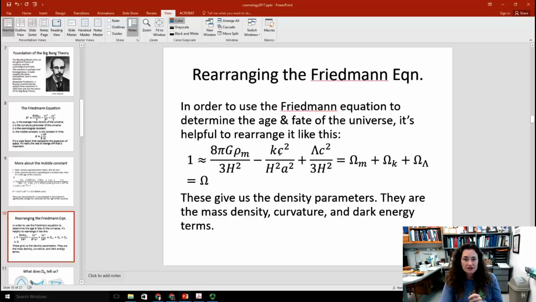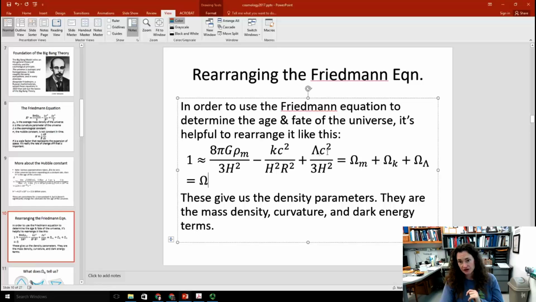Then we have kc squared over H squared. That should be an R squared, sorry. kc squared over R squared H squared, and that gives us our curvature term, because remember k was the term that related to the curvature of the universe. And then here we have omega sub lambda, that's lambda c squared over 3H squared. That's our Hubble constant there, and that becomes our dark energy term, which we'll talk more about in a minute. So the sum of these three things should then give the total density of the universe, omega.